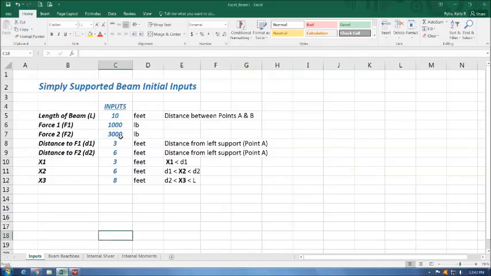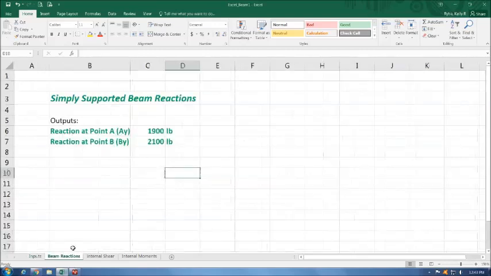Now, on my spreadsheet, we'll worry about the X1s, 2s, and 3s in a little bit. All right? We don't have to worry about that just yet. This is just for the beam reactions. Now, the two reactions that I have are at A and at B. And with the arrangement that I have, they're only going to be in the Y direction. I don't have forces going at angles or anything like that. So my outputs here are going to be the reactions at A and B. Now, this is going to automatically calculate, and you'll notice that I have an equation in there.